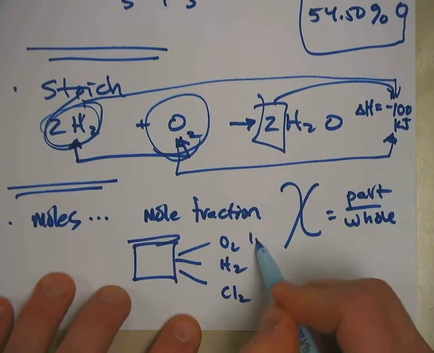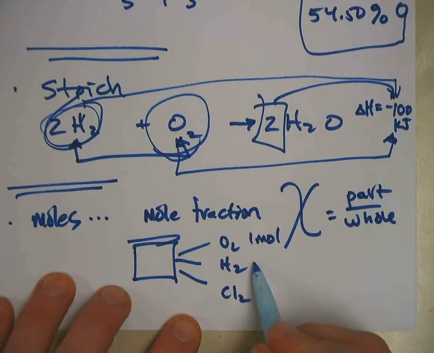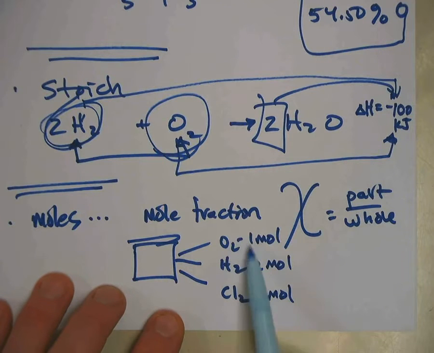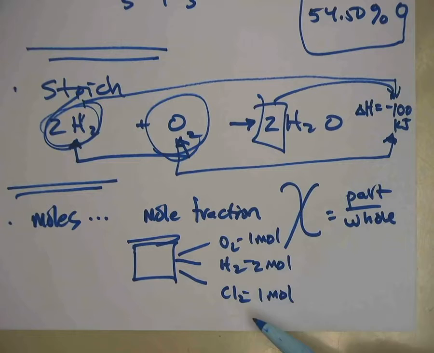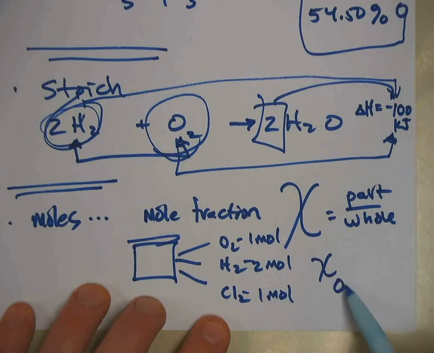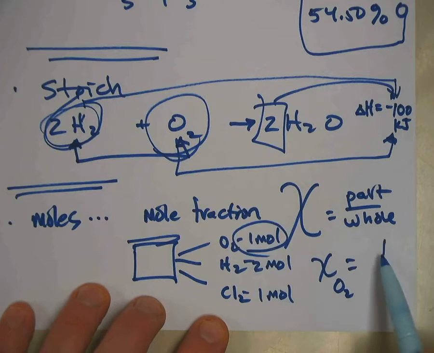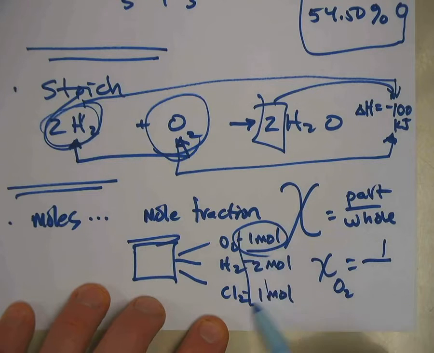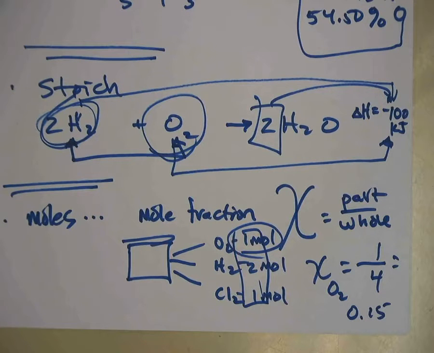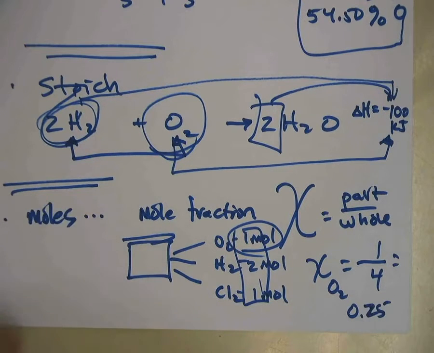And let's say that there was 1 mole of this guy, 2 moles of this guy, and 1 mole of this guy. Or, more commonly, they'll give you grams and have you convert. Then to find the mole fraction of oxygen in here, you'd take the part, 1 mole of oxygen, and divide it by the whole thing, which would be 1 plus 2 plus 1, which would be 4. So the mole fraction would be 0.25. And what's cool about mole fraction is that it doesn't have any units on it as well. Okay?